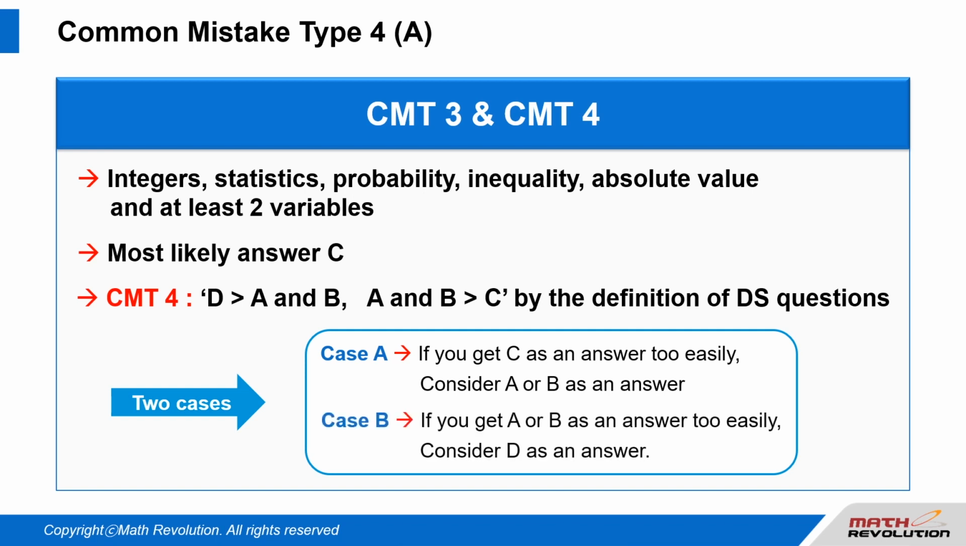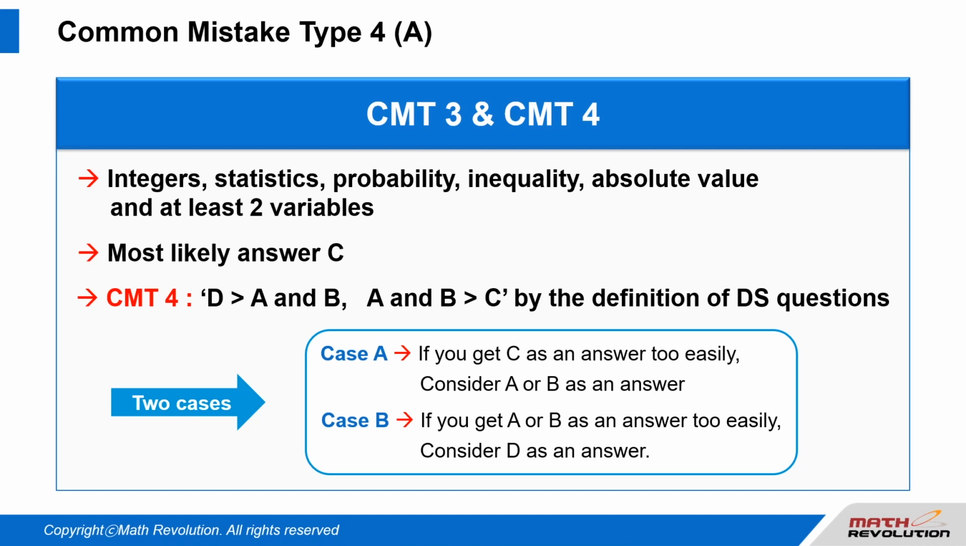Case B. This is also known as CMT4B, and tells us that if you get A or B as an answer too easily, consider D as an answer. So, if you are confused between A, B, or D, then D is the likely answer. If A or B is the answer, and C is also the answer, A or B have priority over C.